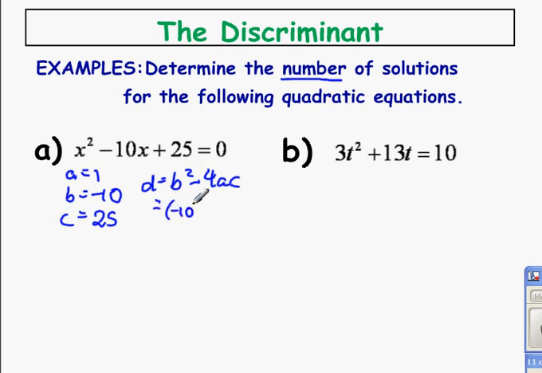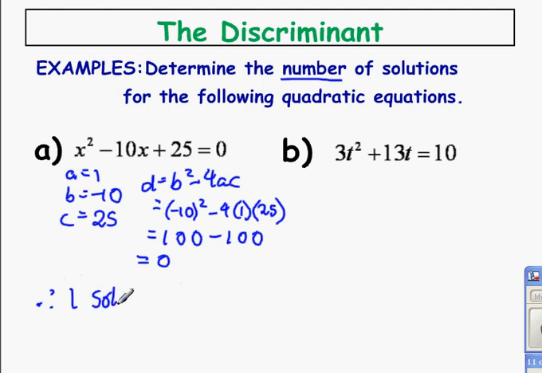Okay, so negative 10 squared minus 4 times 1 times 25. Okay, make sure you put the numbers into brackets when you substitute so that you make sure the negatives go in the proper place, so you don't make a mistake. Okay, so we have 100 minus 100, so 0. So because the discriminant equals 0, that means there's only one solution.